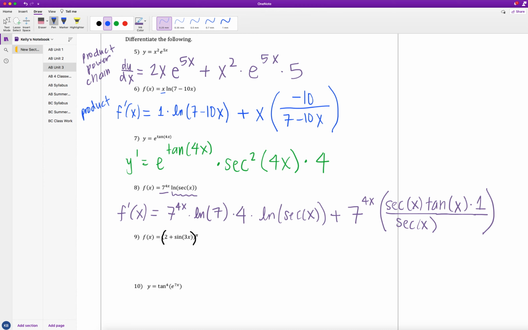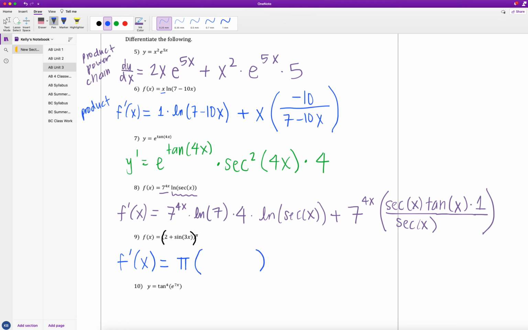I have an outermost function here of the pi power, which sounds really weird. But remember, pi is just a constant. It's an irrational number. It's about 3.14. It does keep going, so that's just an approximation for it. But it works the same as if I had a power here. So if I just had a squared or a cubed power, I would use the power rule. I can do the same thing. It's just going to look a little bit funkier.